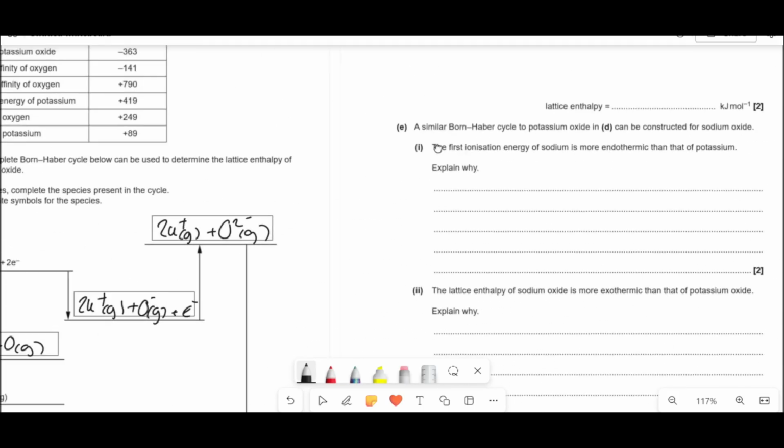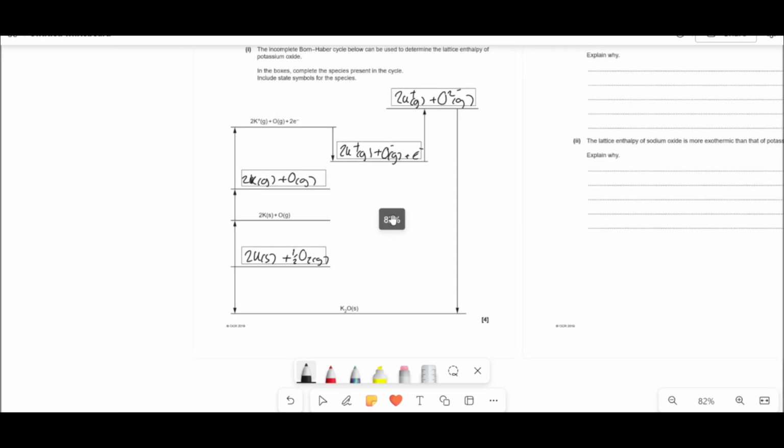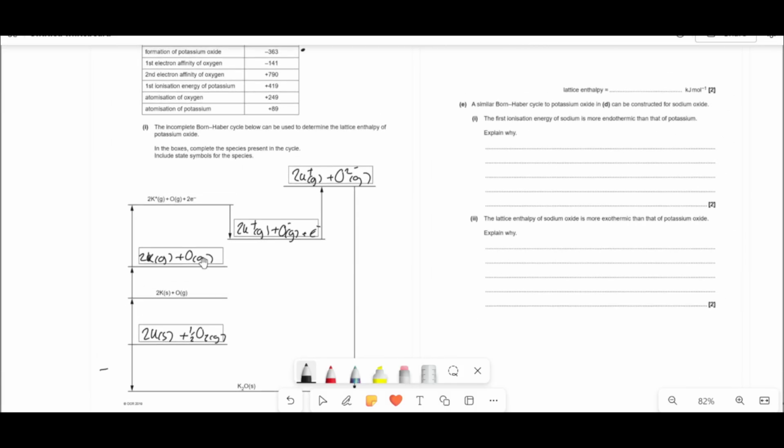So what you need to do is look at your cycle and put the numbers in based on what it is. This is the enthalpy of formation, because we're making 1 mole of a solid ionic compound from its constituent elements in their standard states. So use the table and put the numbers on the cycle. First, that's going to be minus 363.